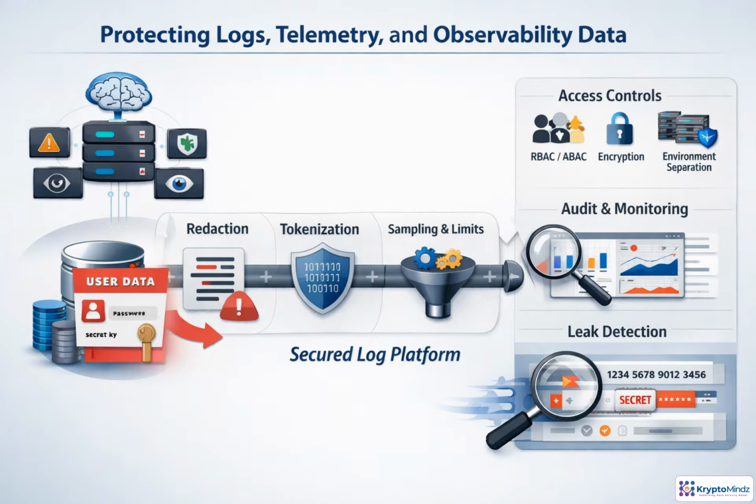Observability is necessary, but it should not become a second data lake of secrets. Treat every prompt, completion, trace, and evaluation record as potentially sensitive. Before telemetry reaches a central platform, remove what you do not need, redact or tokenize what remains, sample aggressively, and set retention limits. Then protect access with role or attribute controls, encryption, environment separation, and auditing. Finally, monitor the logs themselves for leaked credentials, PII, and debugging artifacts.